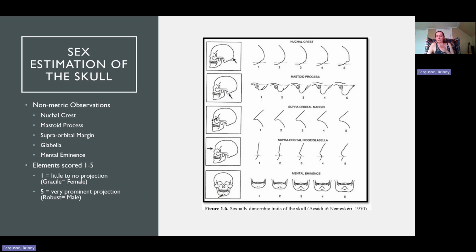Again, you really want to judge both sides whenever you do this. So the nuchal crest, you've only got one of those. Mental eminence, you've only got one of those. The glabella, you've only got one of those. But your supraorbital margin and your mastoid processes, you have one on each side. So you really should be judging both, because even within one individual, there is enough variation in growth and health and habits and other things that they may not be the same.